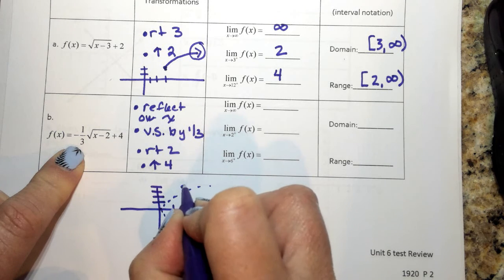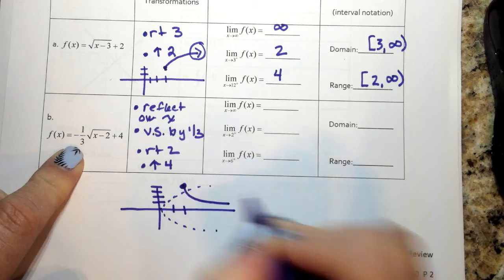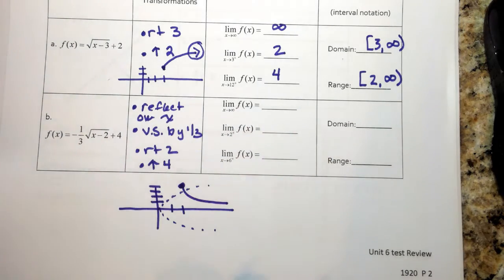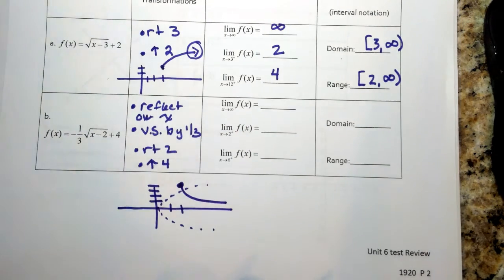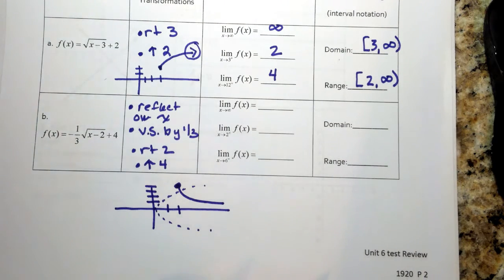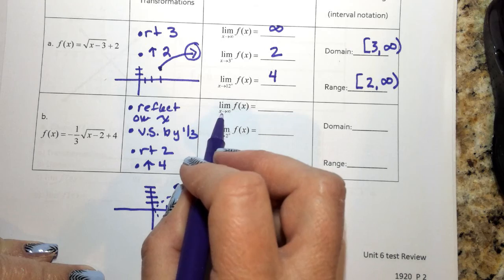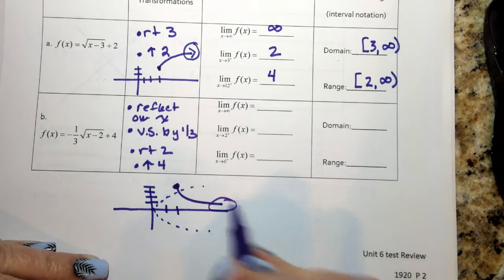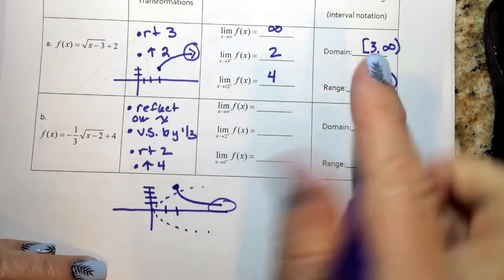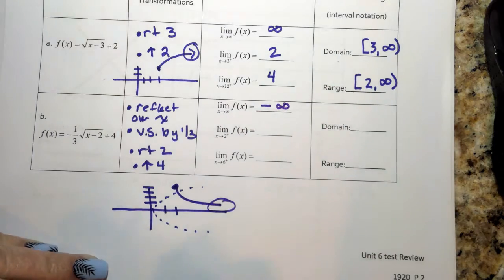So the graph then is going to look something like this. The vertical stretch or compression is not going to affect the domain or range. It's just affecting how flattened out the curve is. So the limit as x goes to infinity. So as I'm going to infinity, I'm looking at the end behavior. And notice that graph is now going down to negative infinity.